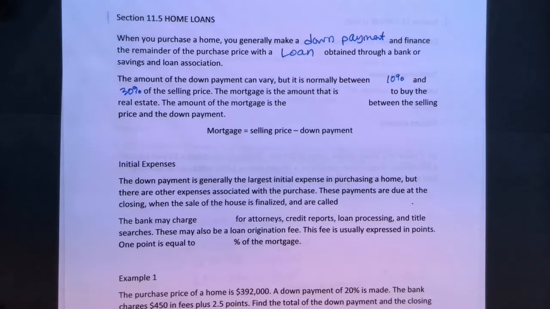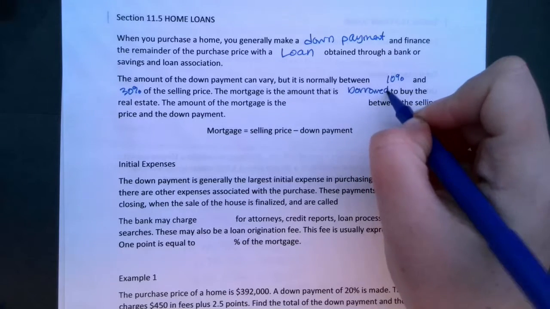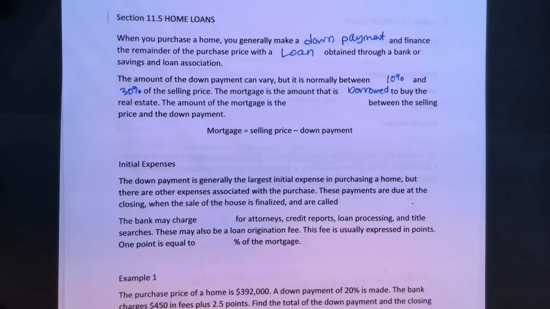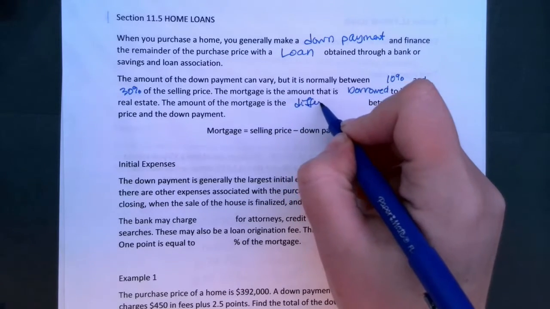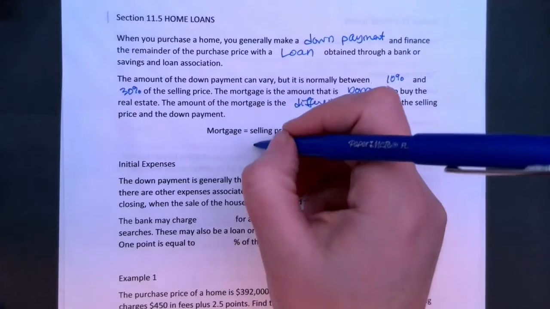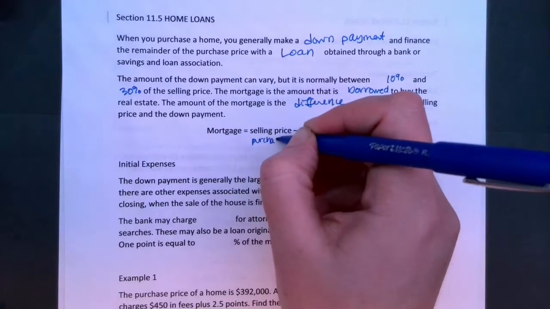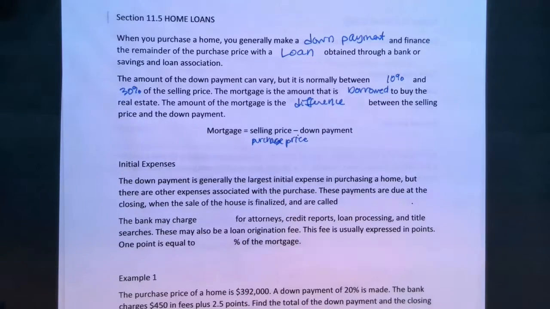The mortgage is the amount that is borrowed to buy the real estate. The amount of the mortgage is the difference between the selling price and the down payment. Selling price can also be called the purchase price. So it's that price that you negotiate with the seller.